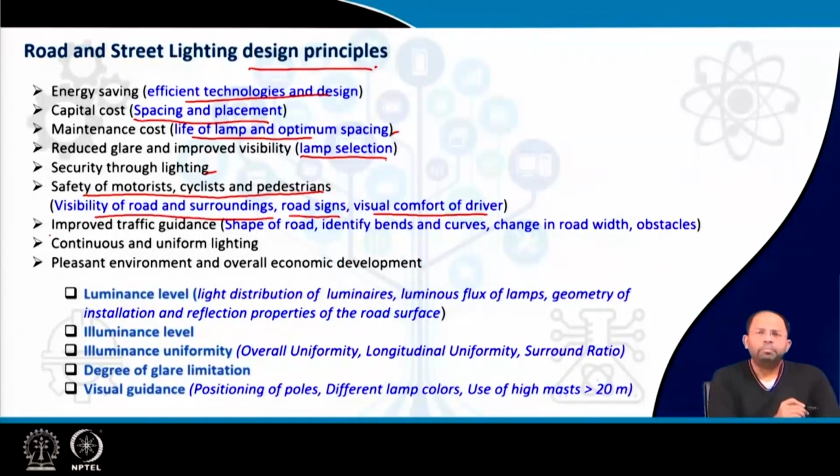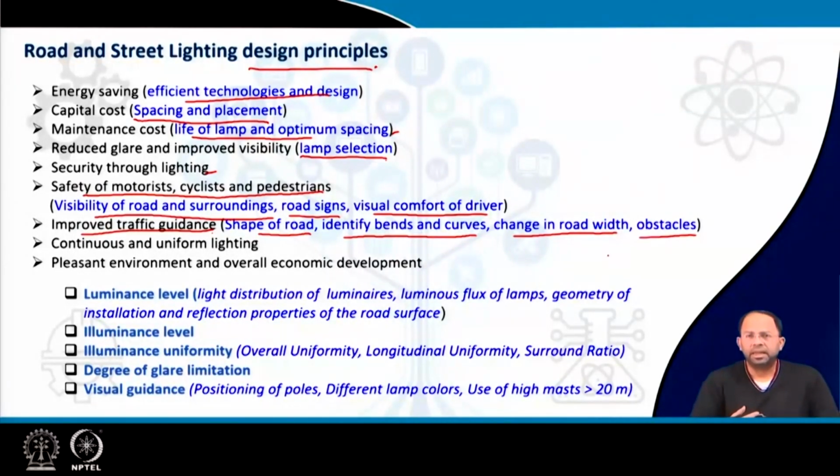Now, the lighting pattern along a road, in what way you are providing the light, should also give improved traffic guidance. That means showing in which direction the road is curving, the shape of the road, so it should help us identify the bends and the curves, as well as any change in the road width or obstacles. We should be able to detect them immediately, right? So it's not only about the lighting levels, but also the way we arrange the lighting poles along the road edges, that also gives us an idea about what sort of lighting is provided.